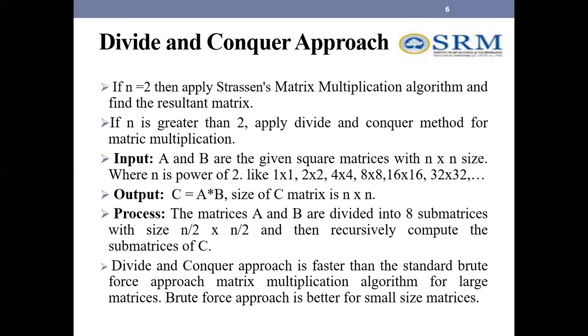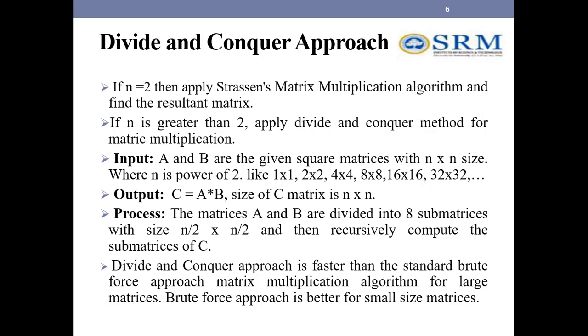So here n is a power of 2: 2 power 0, 2 power 1, 2 power 2 is the size of the matrix. So this is the input constraint. A and B are the given square matrices of n cross n size, and the output is C equals A star B. So the size of the matrix C should be the same as the matrices A and B, that is n cross n.